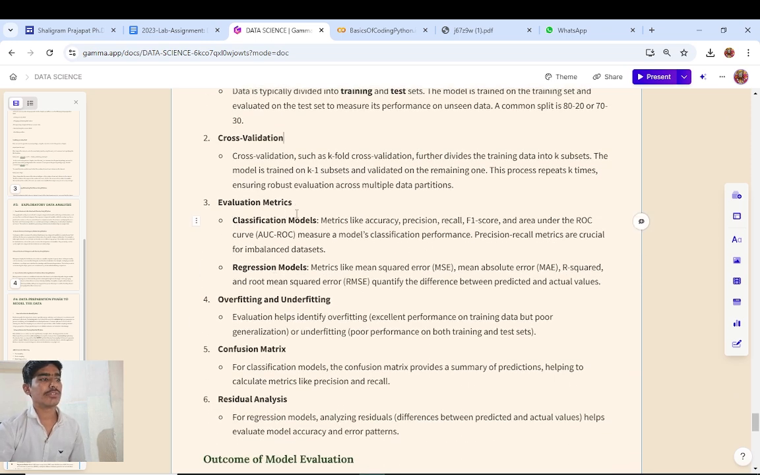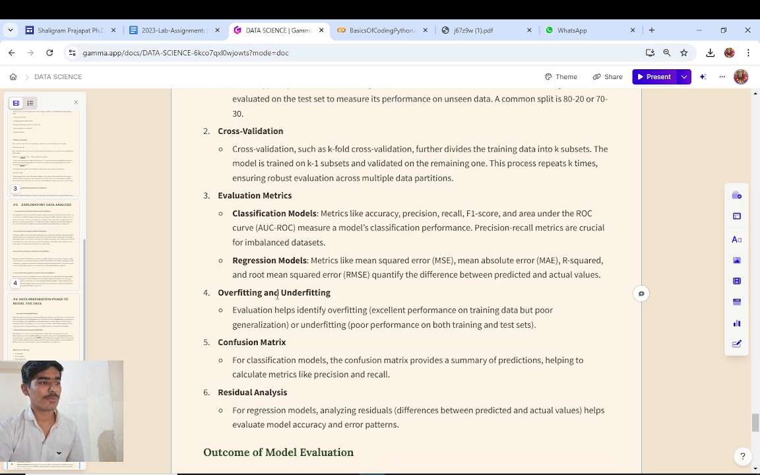The third is the evaluation metrics. In evaluation metrics, there are two types: classification models and regression models. Classification model metrics include accuracy, precision, recall, F1 score, and the area under the ROC curve. AUC-ROC measures a model's classification performance. Precision and recall metrics are crucial for imbalanced datasets. The second is the regression model. Metrics like mean squared error, MSE, mean absolute error, MAE, R squared, and root mean squared error, RMSE, quantify the difference between the predicted and the actual values.